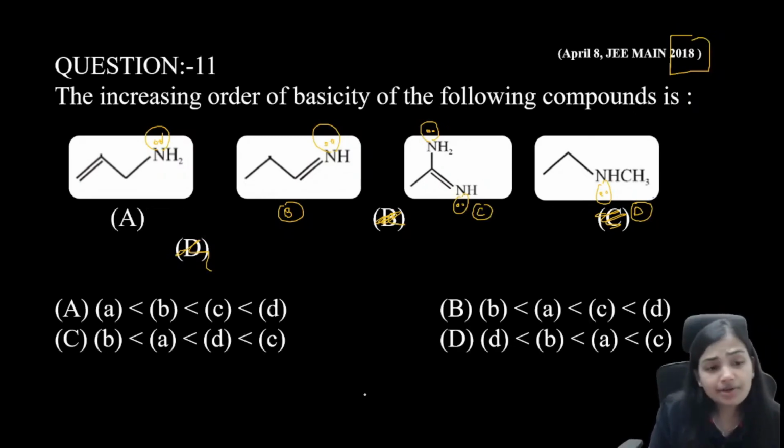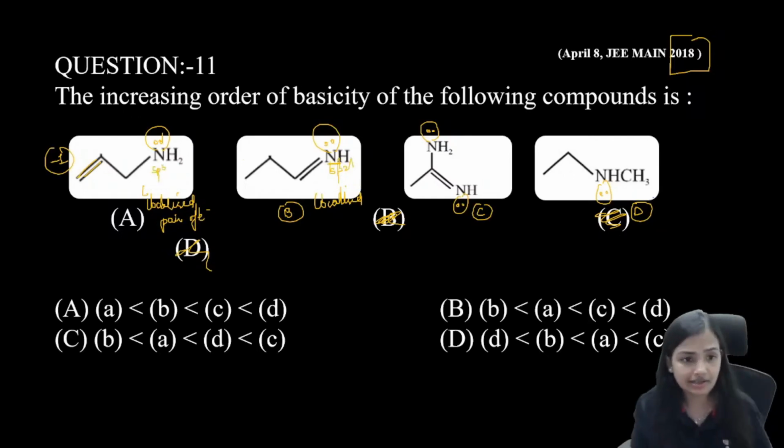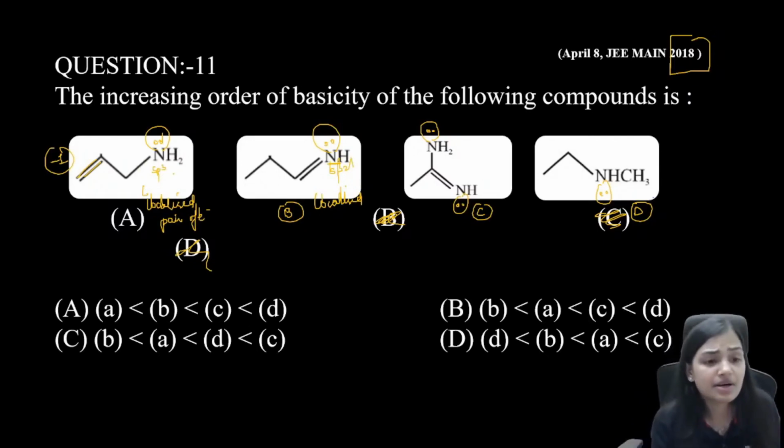Okay, let me talk about this question, guys. Here we have a localized pair of electrons. There is no resonance. Here we also have a localized pair of electrons, and we can see some minus I effect of this pi bond. This is also a localized pair of electrons. But here this nitrogen has sp2 hybridized character, and this nitrogen is sp3 hybridized. As the percentage of s character decreases, the electronegativity decreases and it becomes more basic.